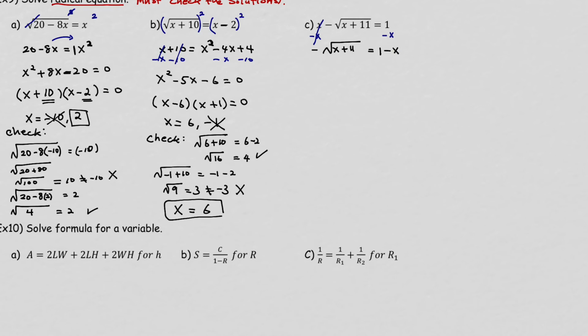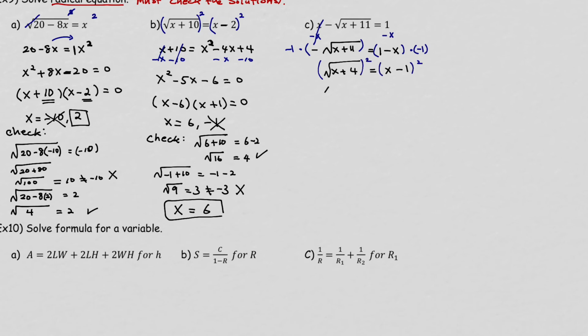1 minus x. When you multiply by negative 1, or divide by negative 1, you get positive, and this becomes x minus 1. So changing the signs by multiplying or dividing by negative 1. Let me write it as multiply by negative 1. Right? And then now we can square it. Square this side, square this side.